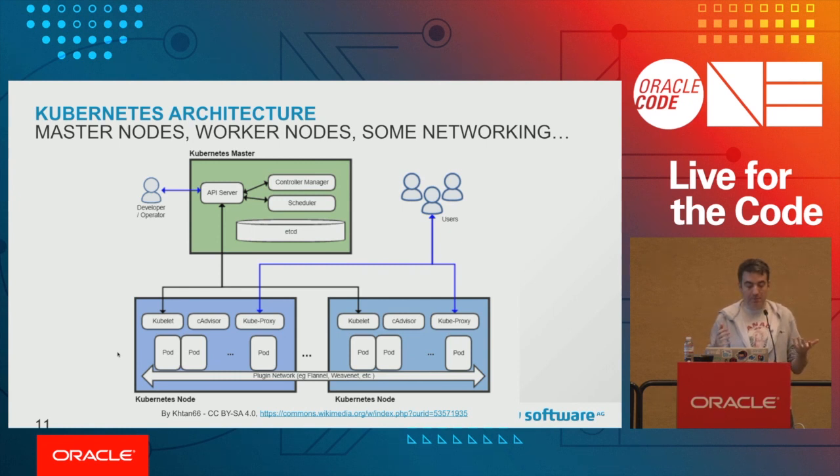Anyway, what are those Kubernetes nodes made of? They all run a kubelet that will allow them to communicate with the Kubernetes master. Also, they have a kube-proxy, and the kube-proxy is what is going to let them be accessible from outside.